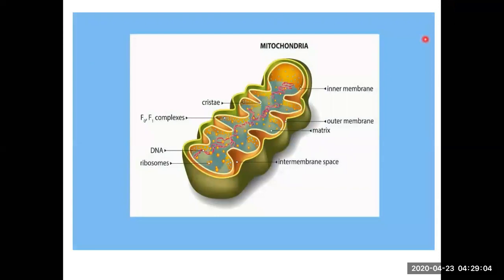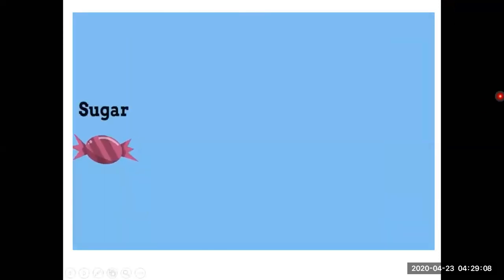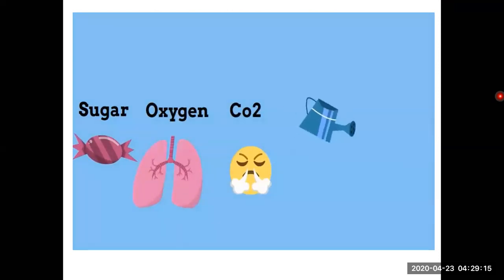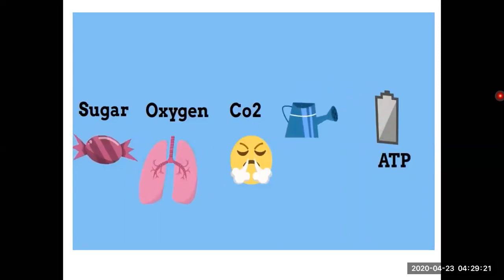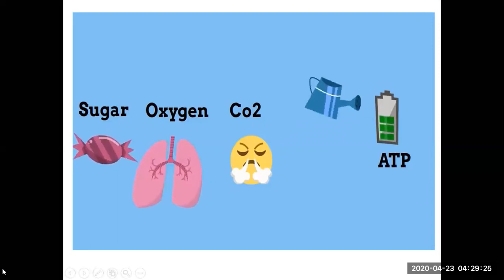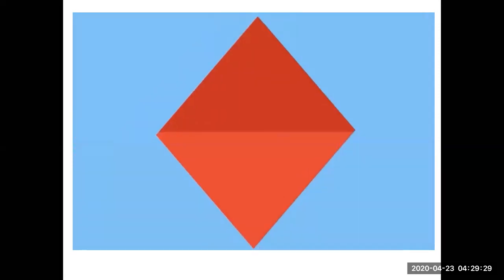At the mitochondria, the sugar combines with oxygen to produce carbon dioxide plus water and energy in the form of ATP. This process of cellular respiration generates energy to help keep living organisms alive.